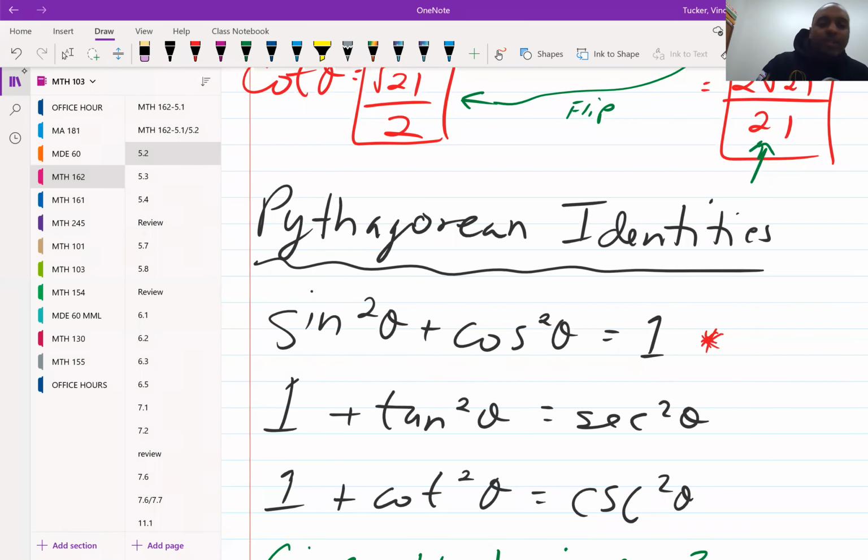1 plus tangent squared is equal to secant squared, and then 1 plus cotangent squared is equal to cosecant squared. Try to write these ones in such a way that the ones are definitively ones. All right.